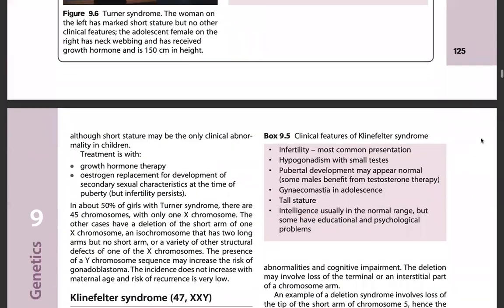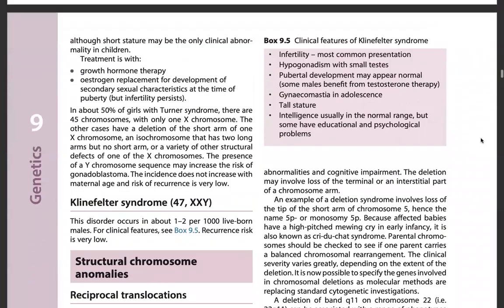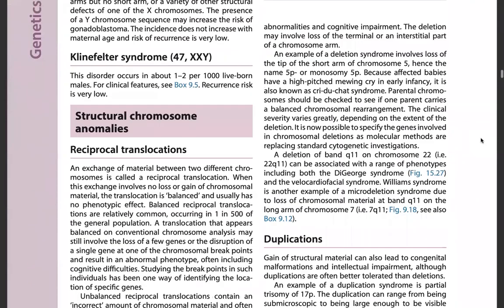Now we should read the box, that is 9.5, clinical features of Klinefelter syndrome. Number 1 is infertility, the most common presentation. Hypogonadism with small testes; pubertal development may appear normal. Some males benefit from testosterone therapy. Gynecomastia in adolescence, tall stature, intelligence usually in the normal range, but some have educational and psychological problems.